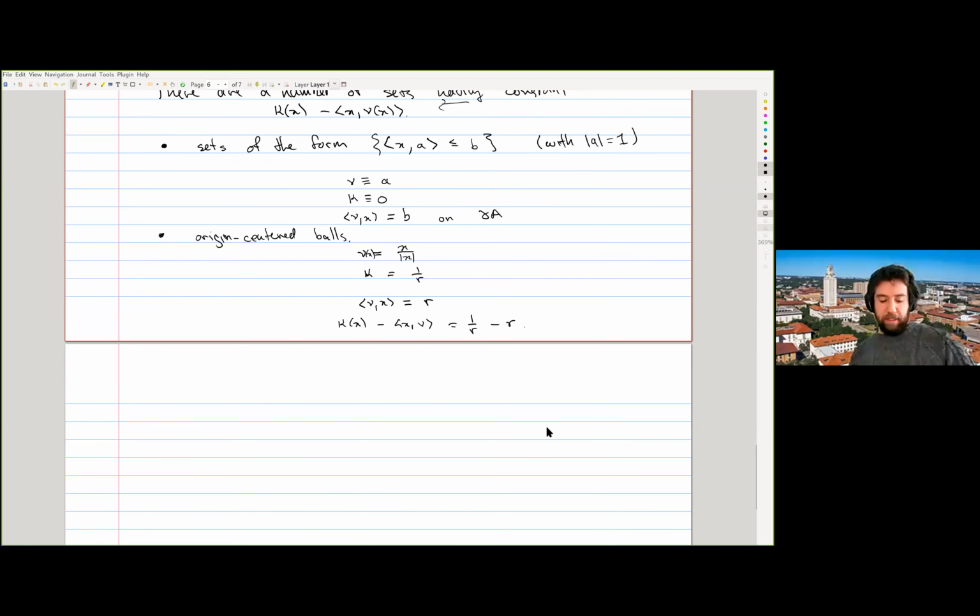Now, balls which are not centered at the origin do not have this thing being constant, right? Because they have constant curvature, but the inner product between the normal and the position is not constant. So for balls to be potential minimizers, they have to be origin centered. Now, there is another family of weirder sets, which were constructed in a reference that I've given in the notes.